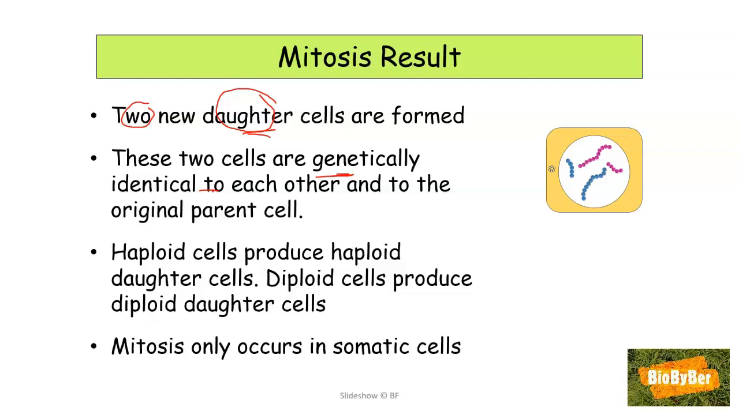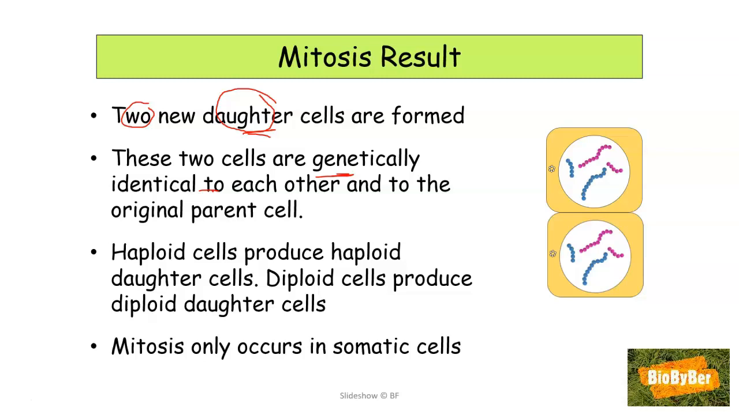Now, for those of you able for a bit more, haploid cells will produce haploid cells. Diploid cells will produce diploid daughter cells. So, for example, if you start with a nucleus with a single set of chromosomes, none of the chromosomes are matching each other, you will end up with a nucleus that is haploid or contain single chromosomes.